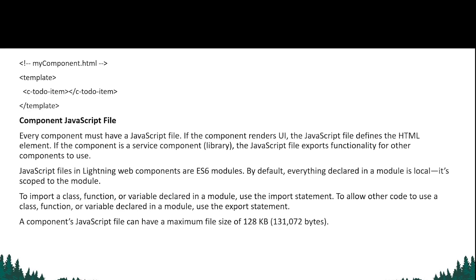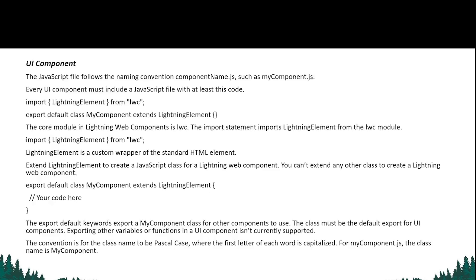Now we are allowing other code also that can use the class, function or the variable declared in a module. So we can use the export statement. Now we have a components JavaScript file that is having a file size of 128 KB. Then we have the UI component, the user interface component.